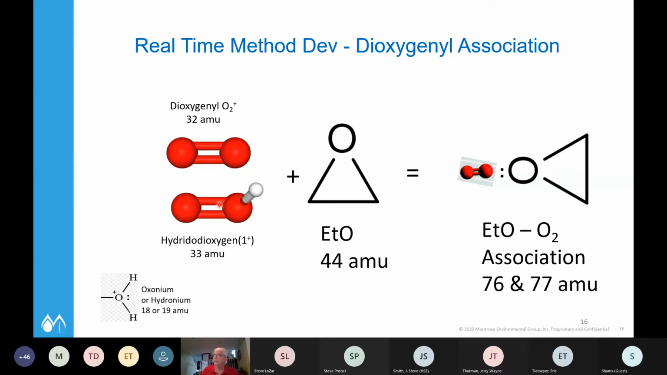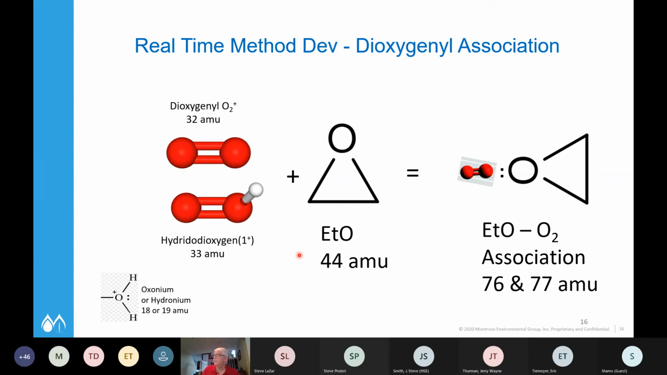You also generate hydridodioxygen, which basically is protonated oxygen. So now you have an atomic mass of 33. If you allow this to react with ethylene oxide in the drift tube, you form this adduct or association product where the lone pair of the oxygen interacts with this one, and you have this stable ethylene oxide oxygen complex and the hydridooxygen complex that we can actually see in a detector.